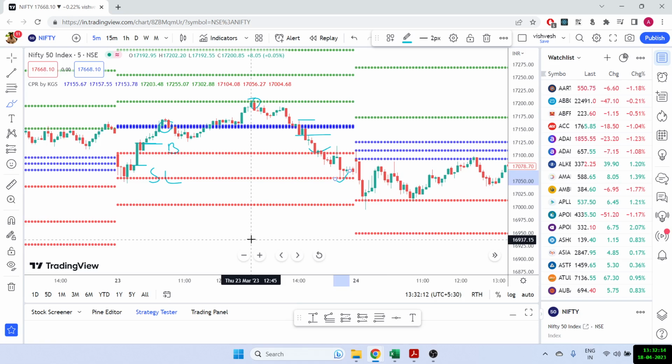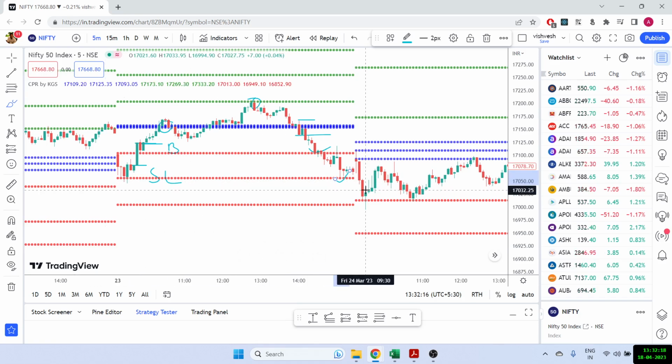So actually on this day we got two trends, uptrend and downtrend, and we were able to make profits in both the directions. Both the targets got hit. So all the 4 targets got hit.